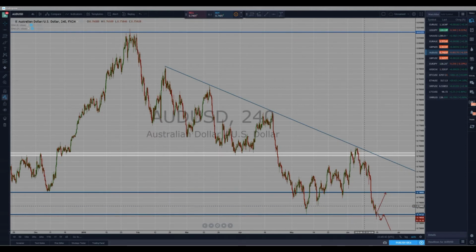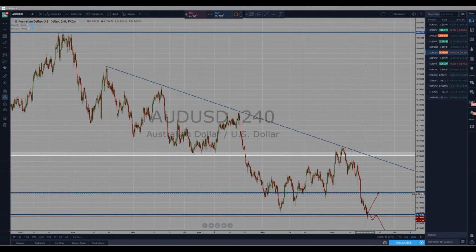So I would not be surprised to see some sort of retracement before continuing downward, but I am bearish on this long term.